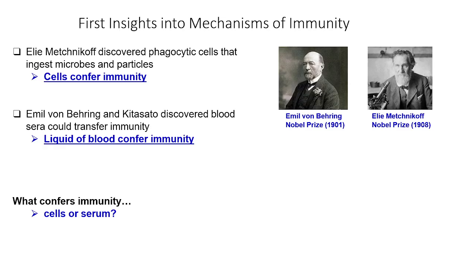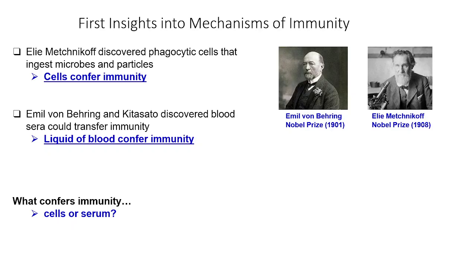So the first insights into mechanisms of immunity were when Eli Metchnikoff discovered phagocytotic cells that ingest the microbes and the particles. So it indicates that cells confer immunity.